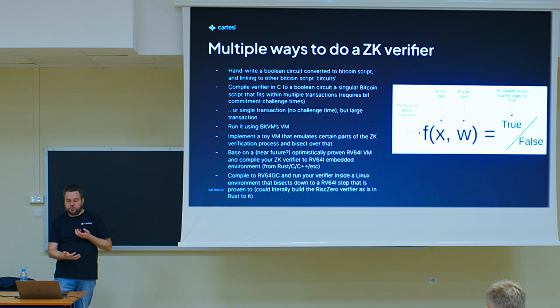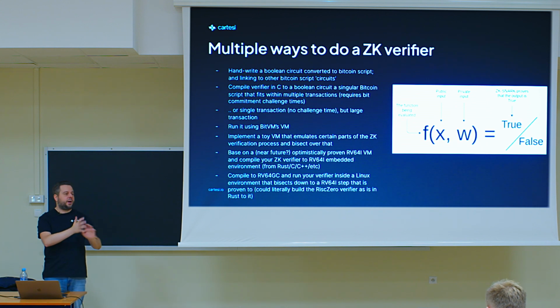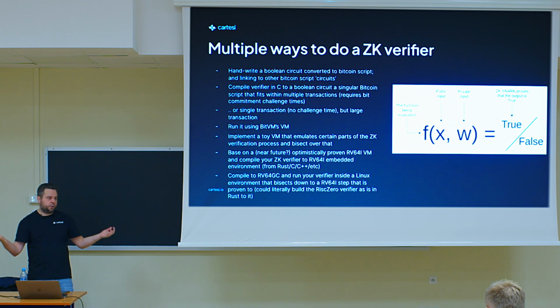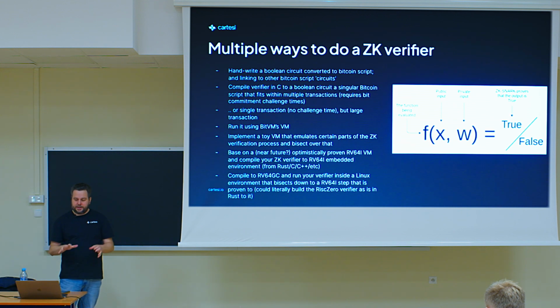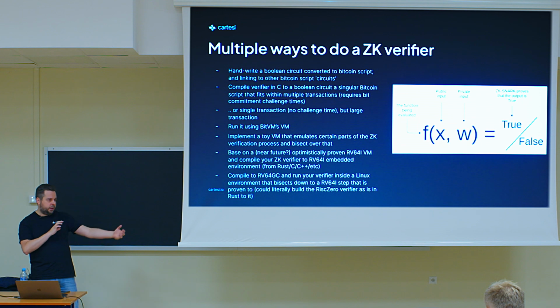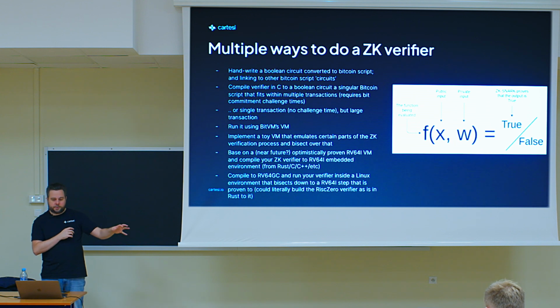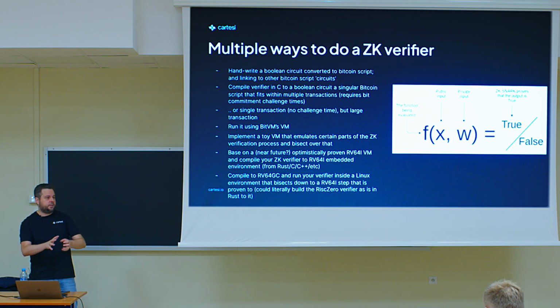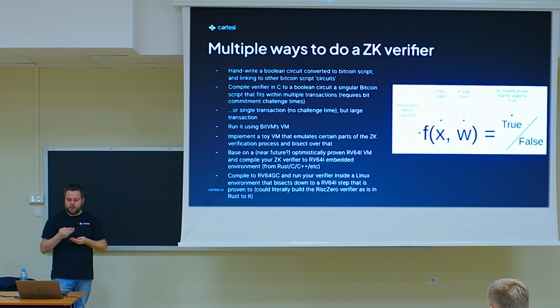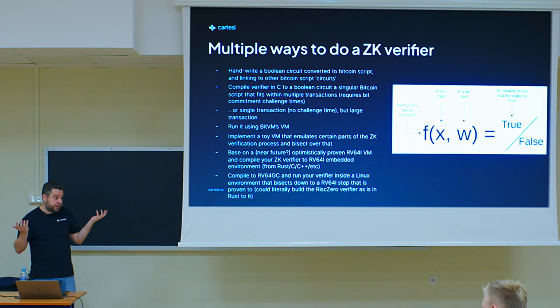You can try to make something built using, let's say, BitVM's virtual machine. You can implement a toy VM that then emulates certain parts of the zk verification process, like, let's say, if there's a Merkle tree lookup, and then bisect it over yourself if you want to make your own virtual machine. But I think this is actually going to start happening in the near future, closer to January at the moment. You can even compile your zkVerifier to the 64-bit embedded environment, which is RISC-V, basically taking it as is and running it on top of Bitcoin, and using that as the way to verify certain inputs and so on, and who knows what it can be used for.